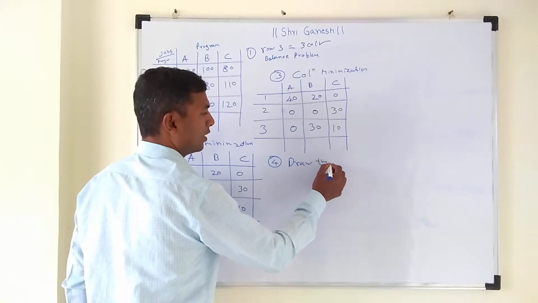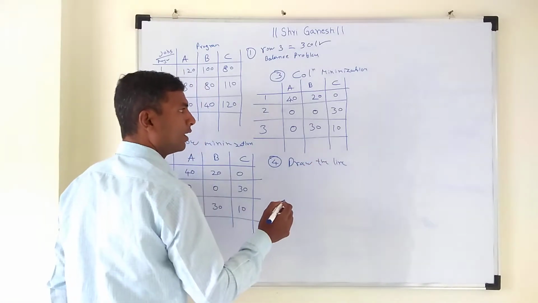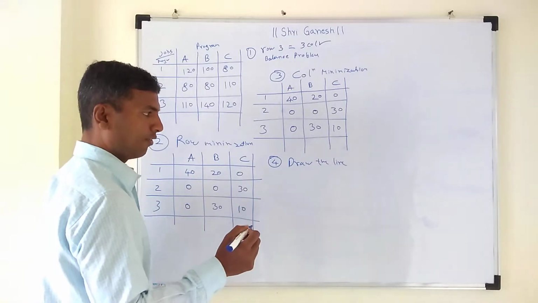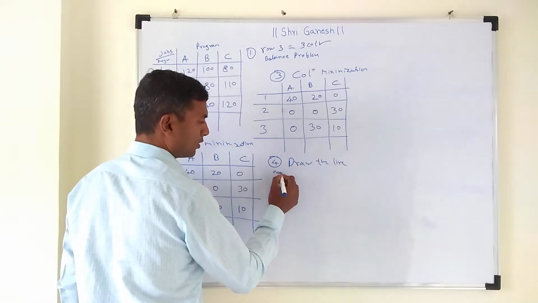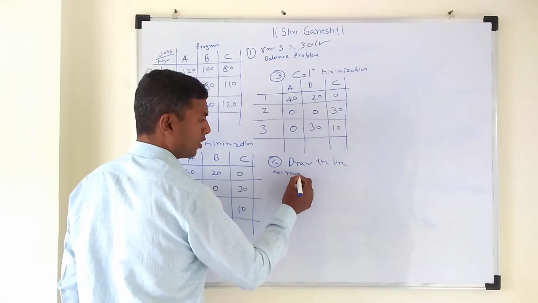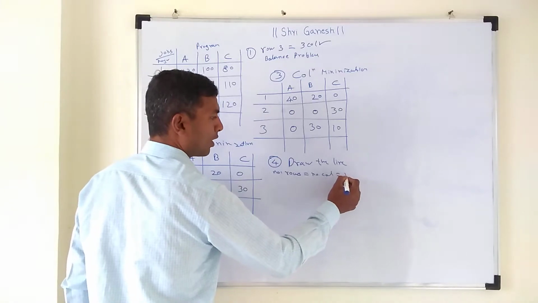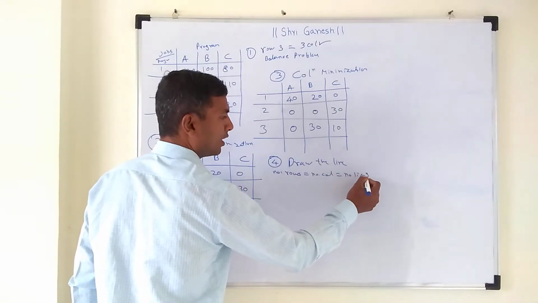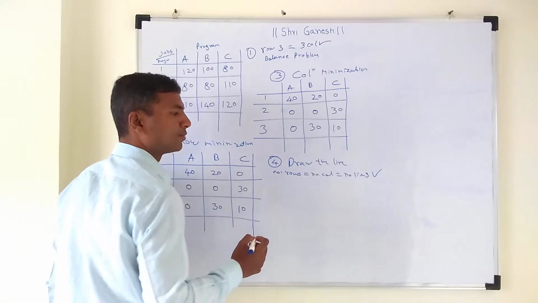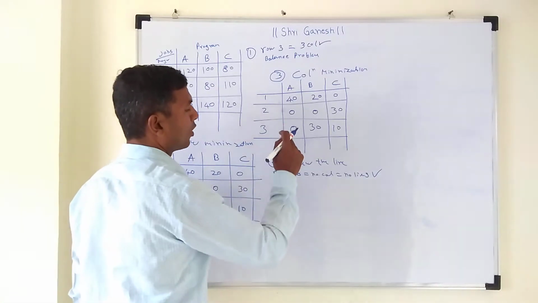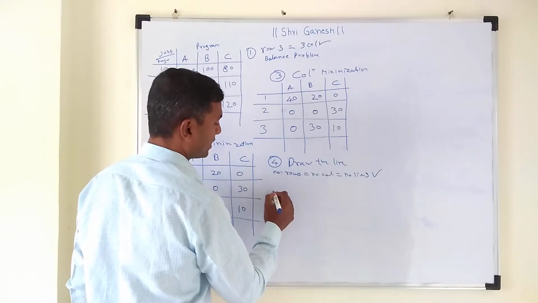Draw the lines. Now what is the need to draw the lines? If the number of rows is equal to the number of columns is equal to the number of lines, then our solution is optimum. Okay, then our solution is optimum. So we'll check, we'll draw the lines. We first will write it down as it is.